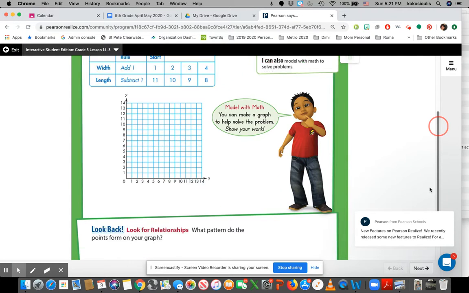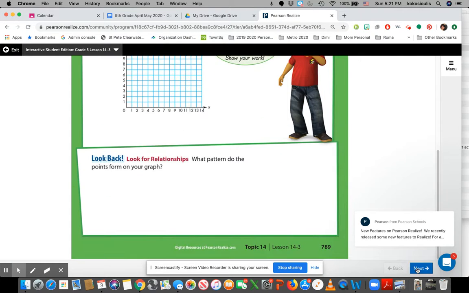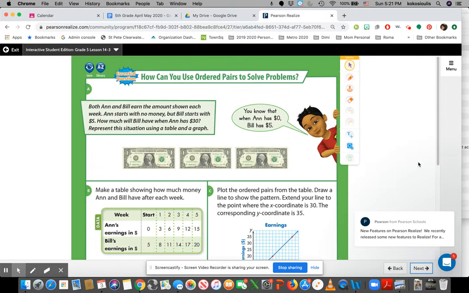And this does happen a lot. People in business, people in science, they use a lot of graphing. So we're going to start looking at this example. Let's everybody get on to page 790 so we could start with this example. So let's use our ordered pairs to solve problems.